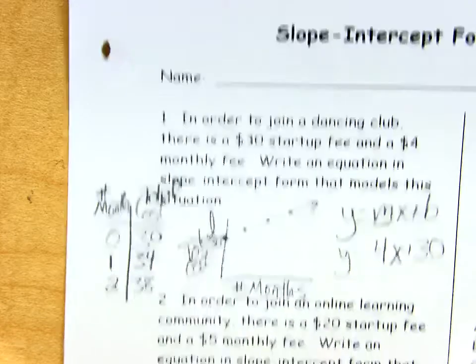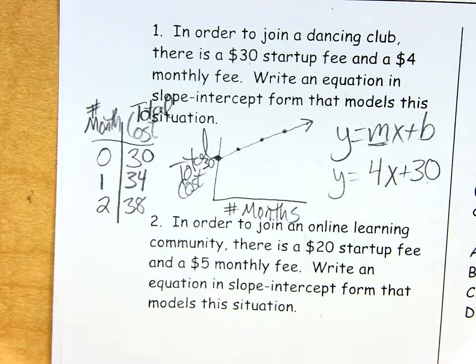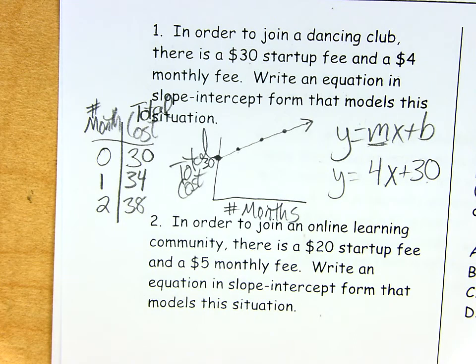Try number 2. Number 2 is the exact same idea, it's just a different scenario. You're going to join an online learning community, a $20 startup fee and a $5 monthly fee. Write an equation in slope-intercept form that models that situation. So you don't have to make the t-table and the graph if you don't want to. If it helps you, go ahead. If you feel like you can jump right to the equation, go for it.